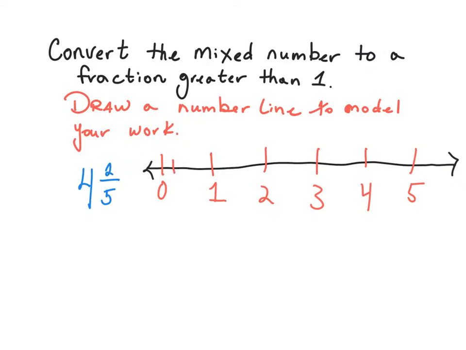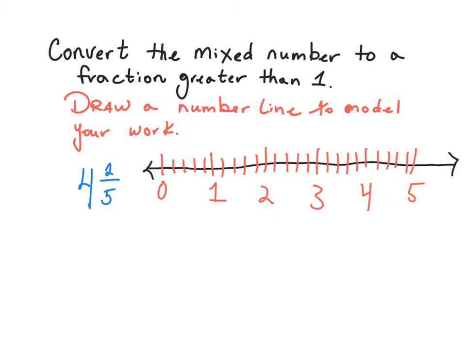So now let's break it up into fifths. So we have 1, 2, 3, 4, and that 1 will be 5 fifths. 1, 2, 3, 4, and that 2 would be 5 fifths. 1, 2, 3, 4, and so on for the remaining sections. All right, so we don't need to really go past the 5 because it's 4 2/5. So we're going to be in between 4 and 5.